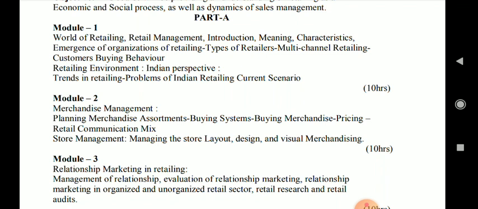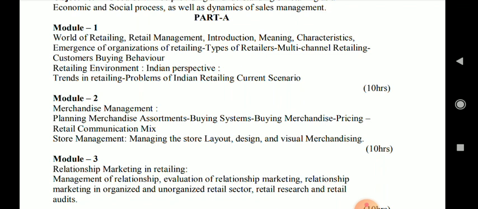Then Indian perspective of retail environment, so how retailing is increasing or improving in India, and what are the challenges and limitations they are facing, what are the trends in retailing. So this is what we are covering basically in module number 1, which is basically an introduction to retailing and retail environment in India.